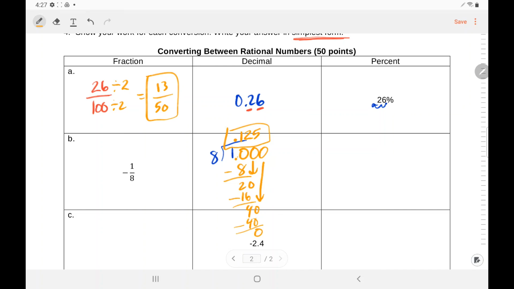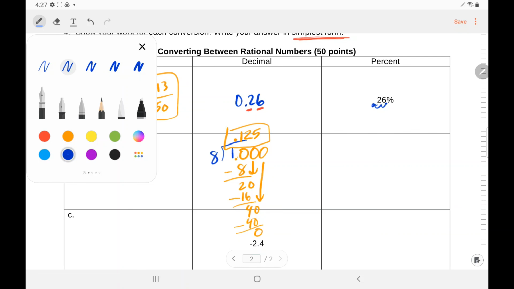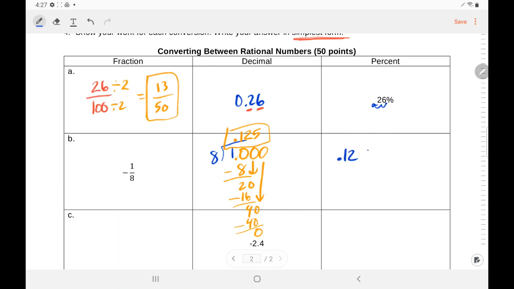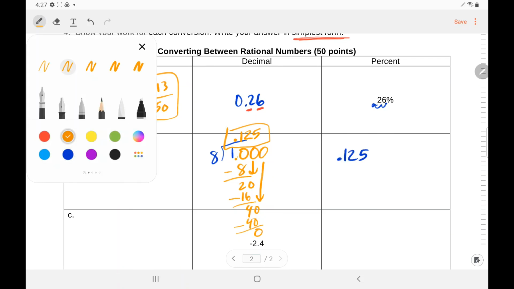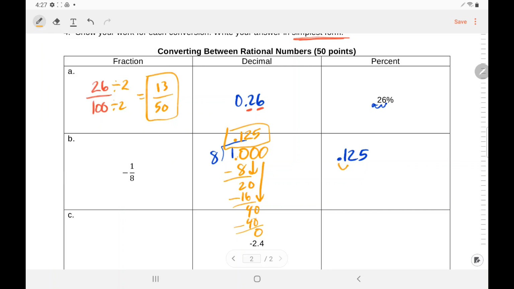And as a percent, what we can do with this decimal is move it over 2 times to the right, and we are left with 12.5%. Don't forget that our answers should be negative because our original fraction is -1/8. So negative 12.5% and negative 0.125 are our percent and decimal representations.